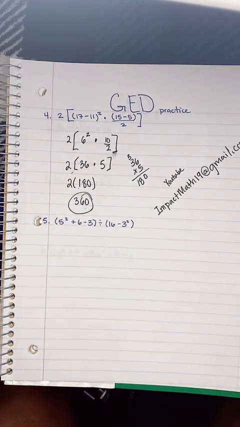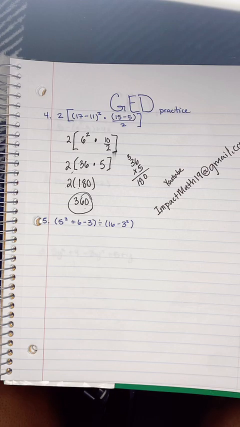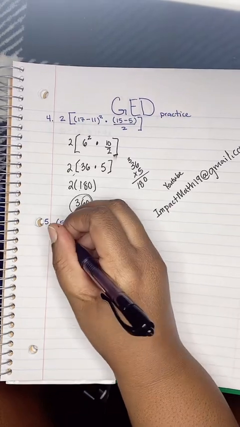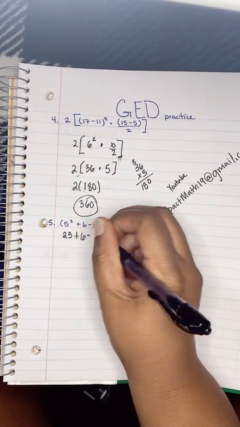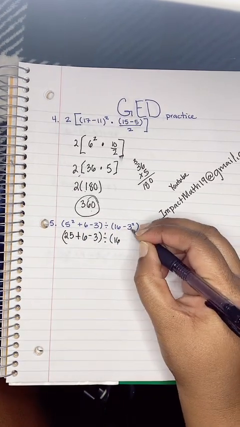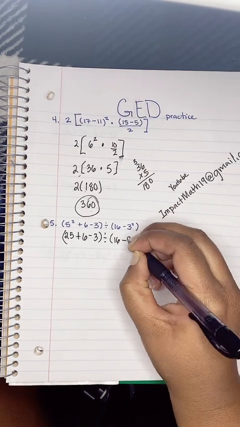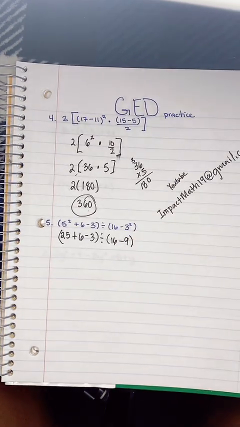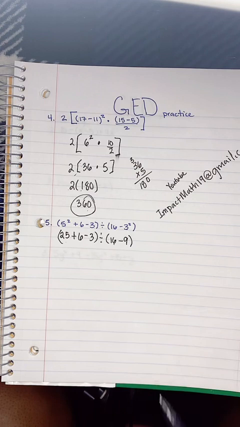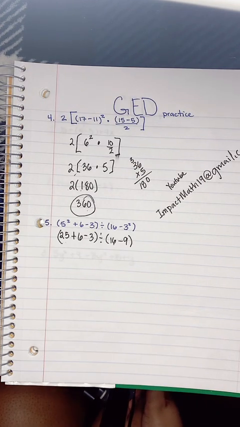Whew. So number 5. Let's look at number 5. Alrighty. So we got a lot going on here. We got parentheses. Then we got exponents. So let's start with our exponents inside our parentheses. So 5 times 5 gets us 25 plus 6 minus 3 divided by. Then we have this 16, and then we have 3 times 3, which is 9 here. All right, can you guys tell me, what do you guys get for this? Can you guys put it in the chat?